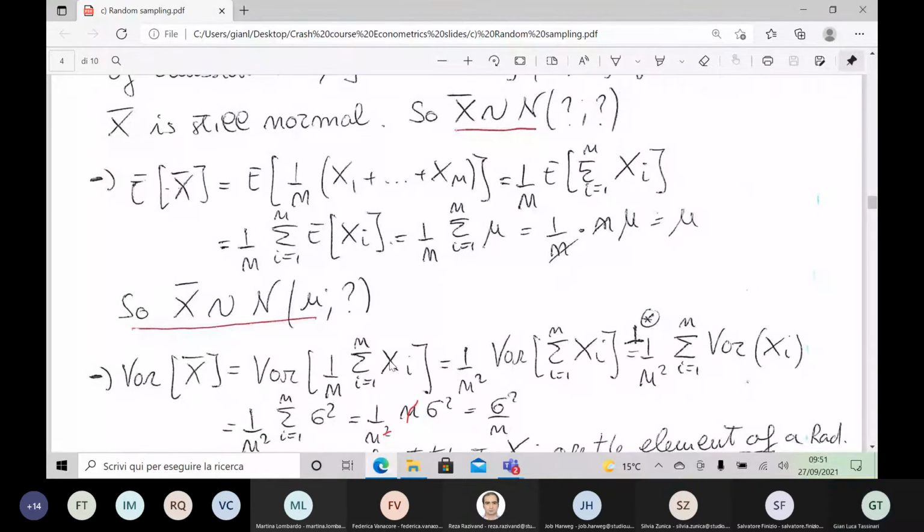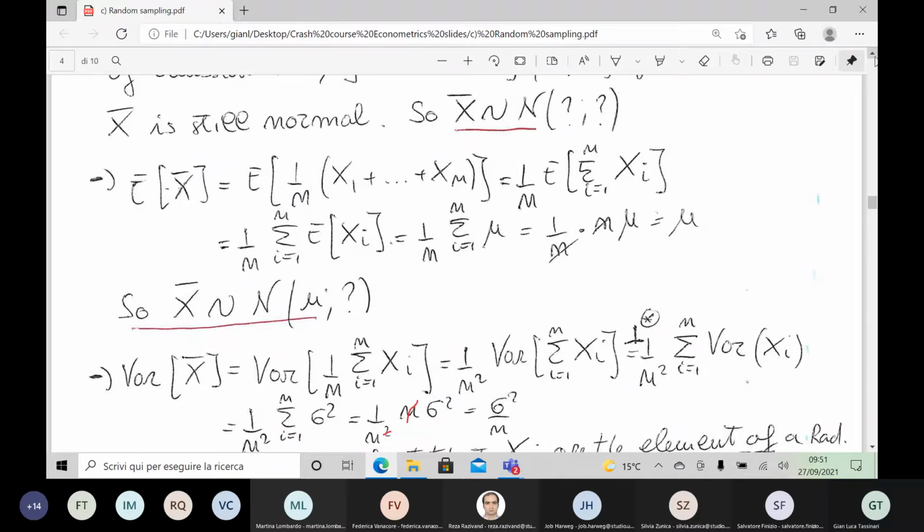Again, 1 over n is a multiplicative constant, so it can be taken outside of the variance, but if you take it outside, you have to raise it to the power 2, a property of the variance. So 1 over n squared times the variance of the sum of the xi. Remember, the variance of a sum in general is not simply equal to the sum of the variances, but you also have to add the double product of the covariance between all the pairs of random variables.